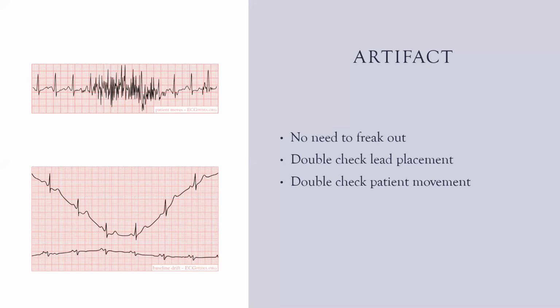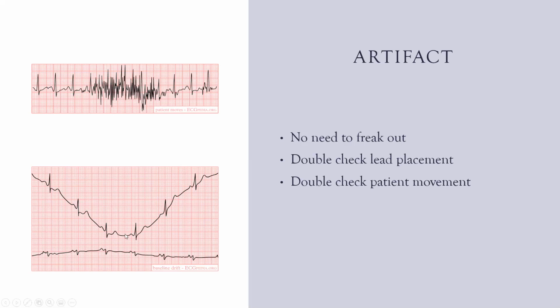So what the heck is artifact? Number 1, there is no need to freak out. Number 2, we double check the lead placement and we double check patient movement. This one here at the top is a very common form of artifact. It is actually read by your monitor as VFib, which also stands for ventricular fibrillation, or it may be identified as ventricular tachycardia or VTAC. A lot of times this frequently sets your alarms off, but here it is, guys. Somebody just moved, or they scratched their chest where the lead was, or they have a hairy chest, or something has rubbed up against their leads.